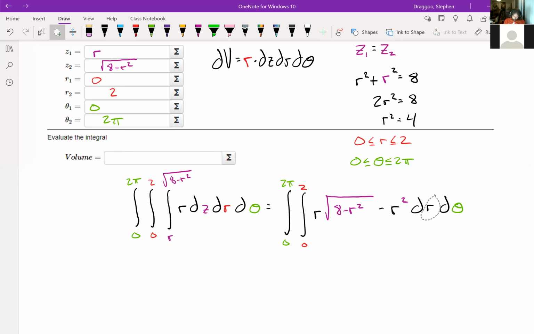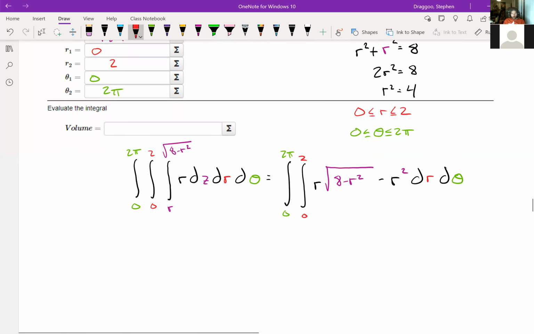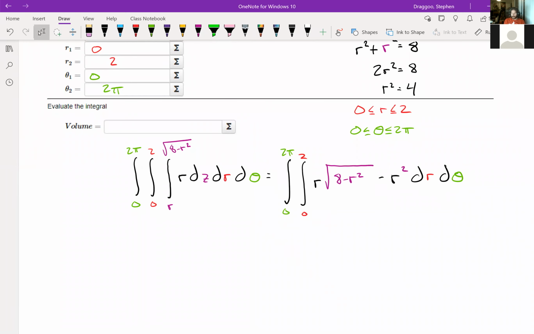After plugging in what I got for z, this then becomes a separable equation for r and theta. So I can pull theta out, I can pull r out, and just integrate them separately. The theta integral is just going to be 2 pi, since I'm integrating d theta from 0 to 2 pi. The r integral, I think, is going to be a bit more of a mess. I know it's going to be a bit more of a mess.